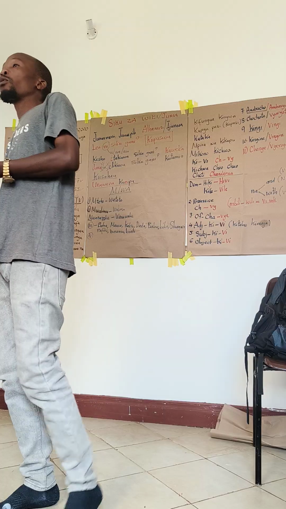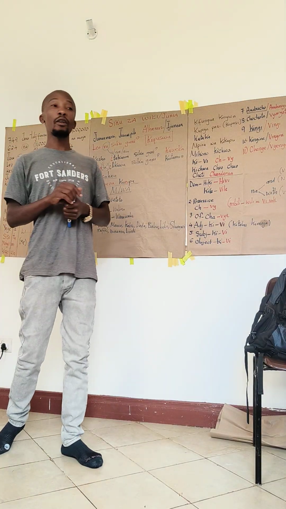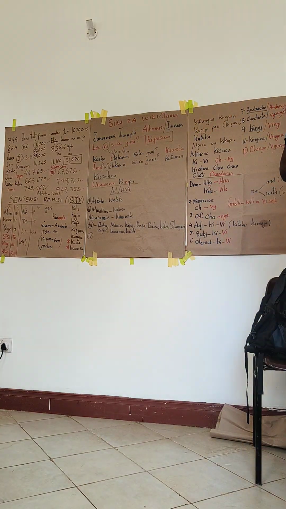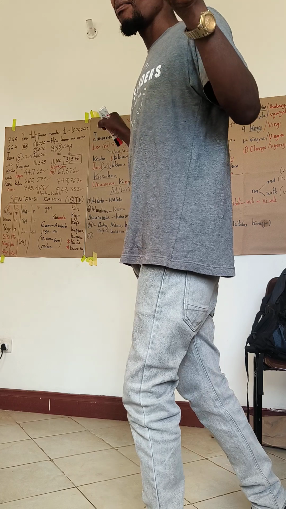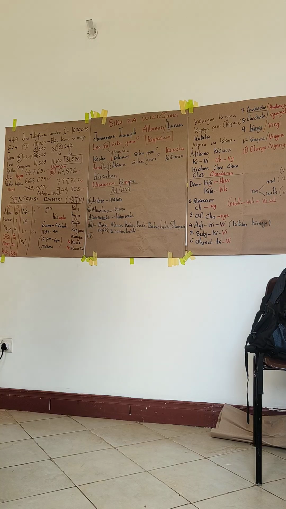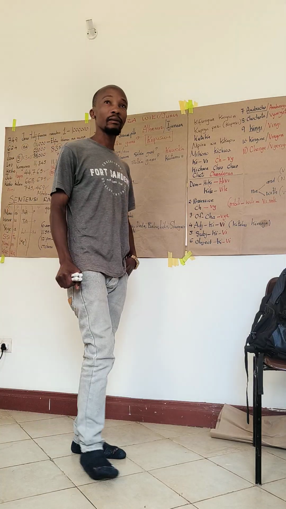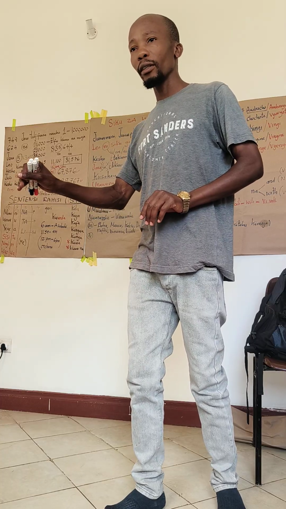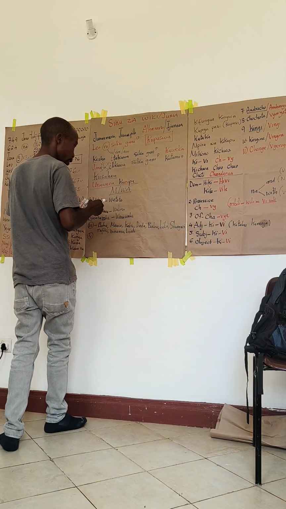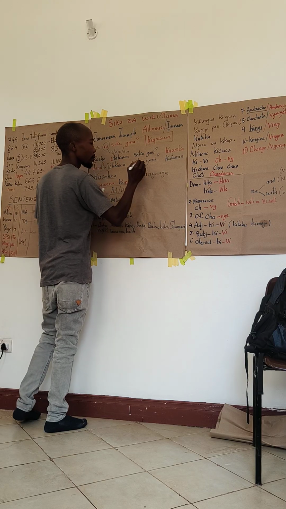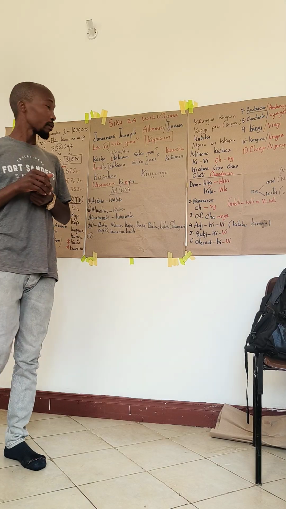Rhino is kifaru. Not kisongo. Kifaru. A butterfly is kipepeo. Kipepeo. The other thing. Chameleon. Kinyonga. I'm going to write it. Kinyonga.